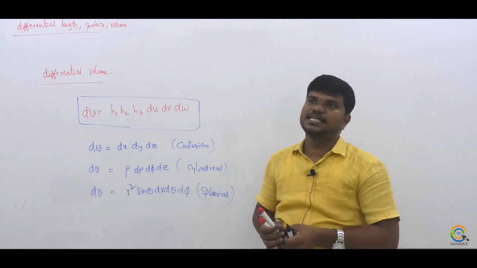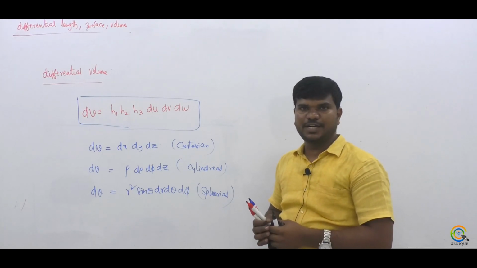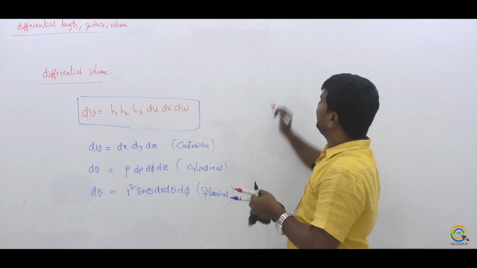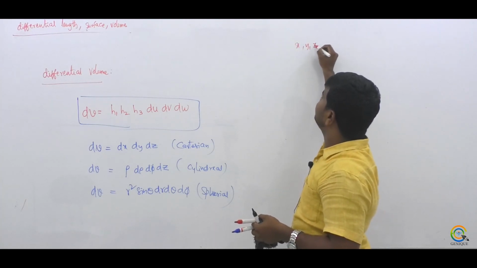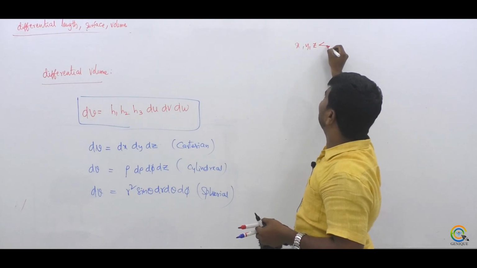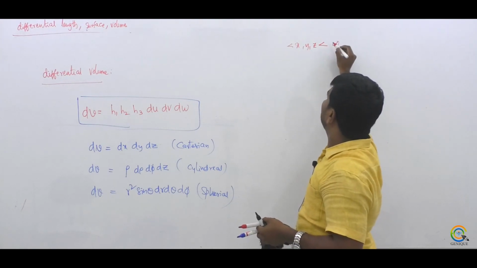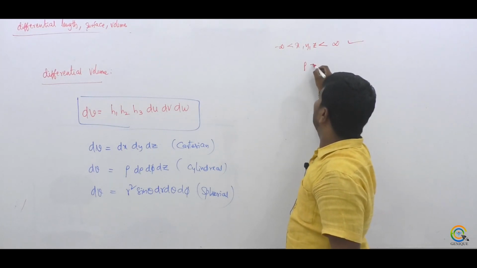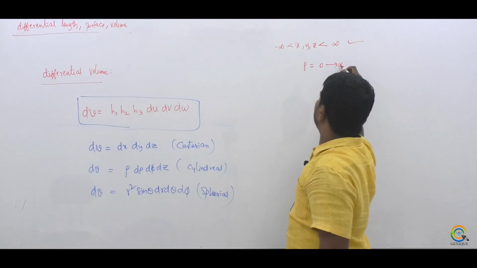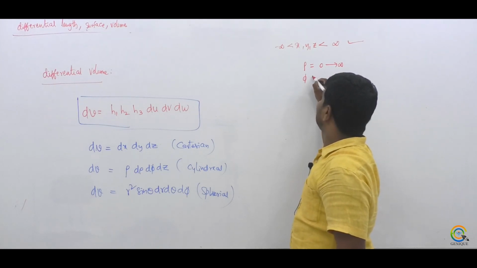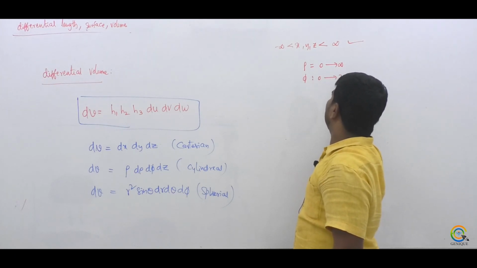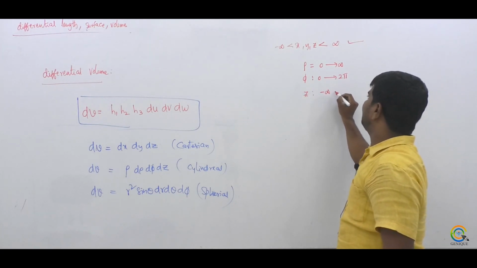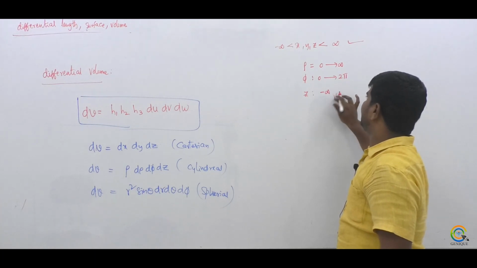The range of x, y, z are minus infinity to plus infinity, and what is the range of rho? Here x, y, and z are in between minus infinity to plus infinity. Okay, what is rho? Rho is from 0 to infinity. What is phi? Phi is from 0 to 2 pi. You have to note this. And z, already we know, is minus infinity to plus infinity.